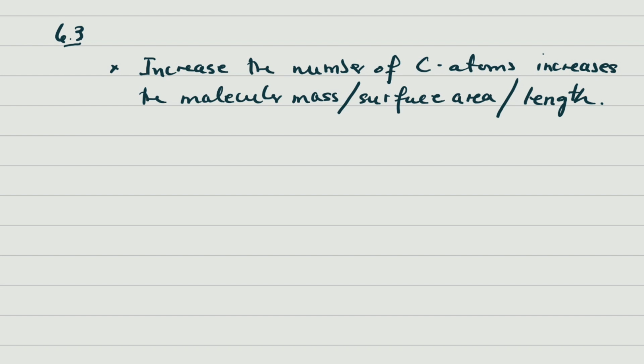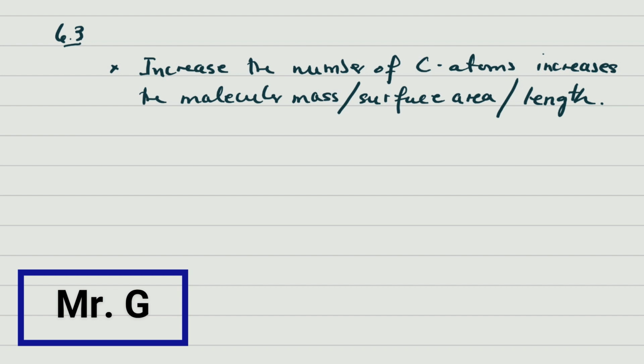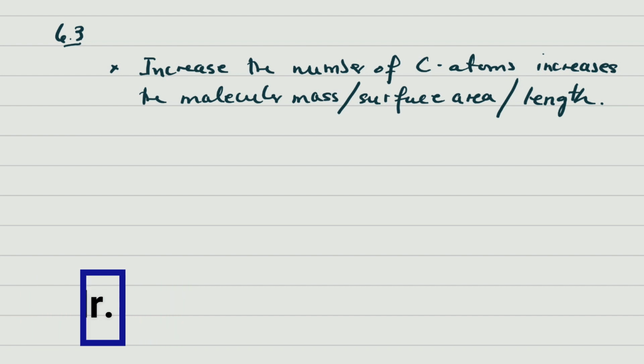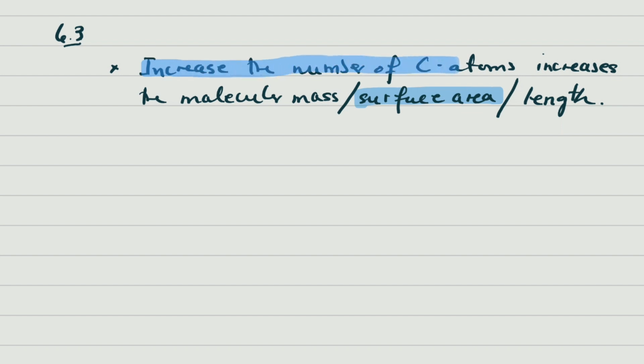Okay, now here the first thing you have to say is that increasing the number of carbon atoms will increase the molecular mass. You can also say surface area or length. I personally prefer to say surface area. The number of carbon atoms increases the surface area. That is the very first point you have to make here. We're increasing the number of atoms.